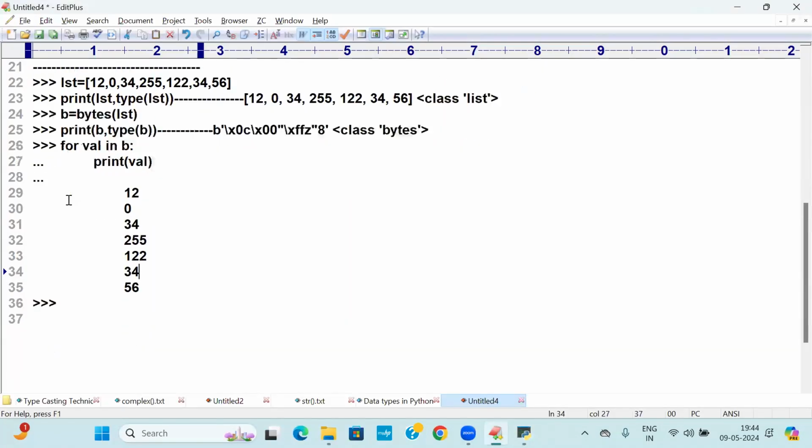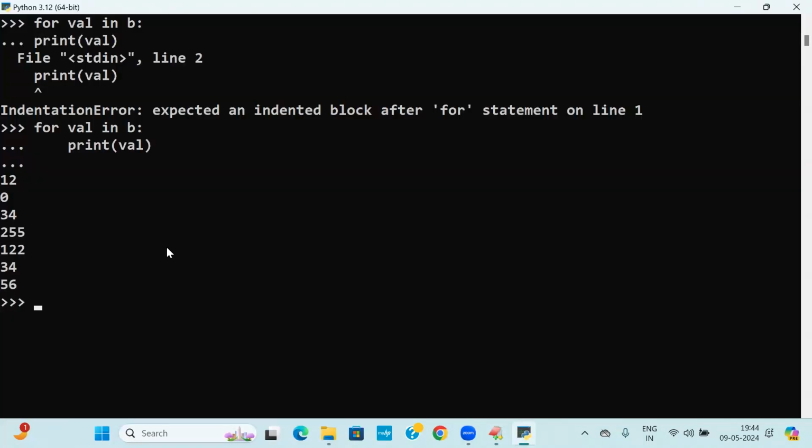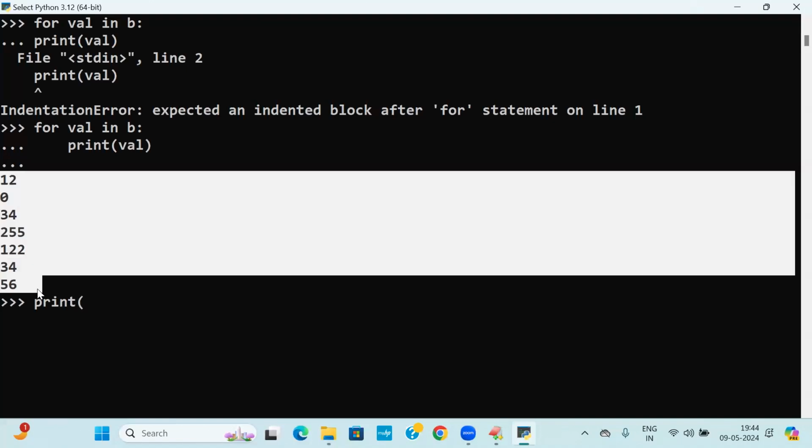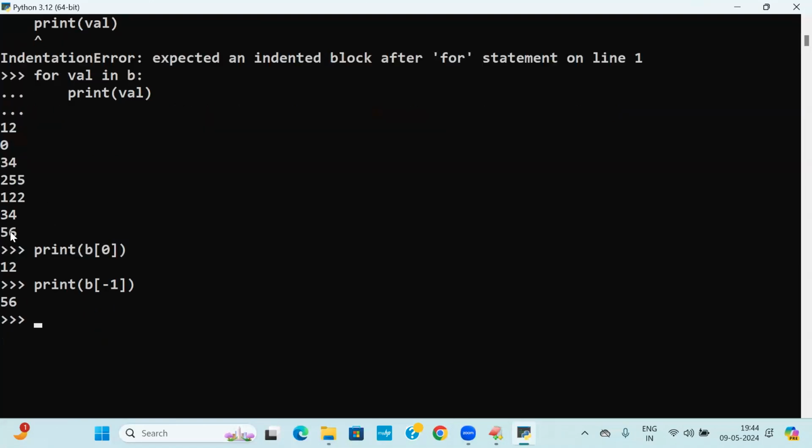Are you able to follow? Yes. Now, next students, carefully follow me. I will say print of what? What is this 12, 0, etc.? 12 is available at which index? 0 index. Biscuit example 0, 1, 2, 3, etc. B of what? 0. What is the value coming? 12. Next print of what I am writing? -1. What is the value getting? 56.